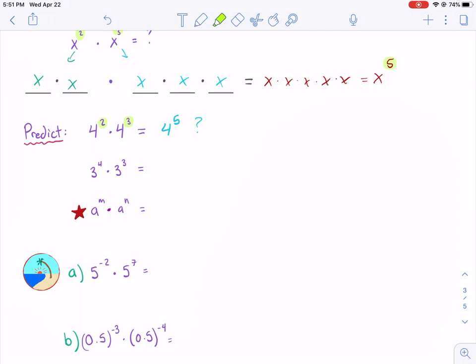What's the pattern here? Well, what happens if we have 3 to the 4th times 3 to the 3rd? What do you think we're going to get? If you want, you could write it all out. 3 times itself 4 times. 3 times itself 3 times. Add up all the 3's that we multiply, and we get 3 to the 7th.